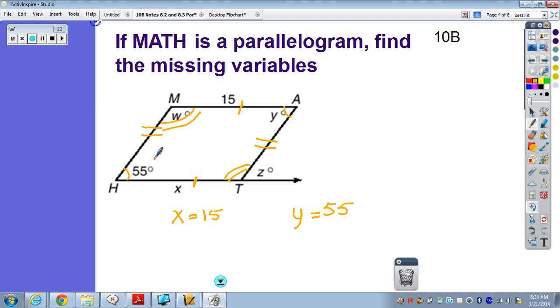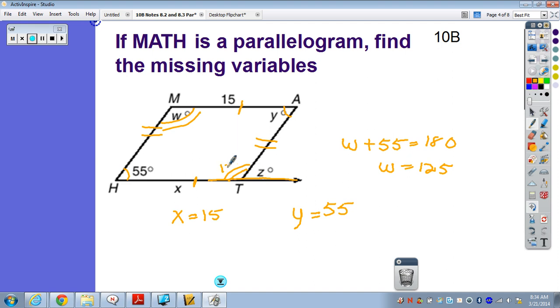To get W, I can use either W and this 55 or W and that 55. We know that they have to add up to 180 because they're consecutive. So W is 125. Now the hardest one is Z. So to find Z, we know that it makes a straight angle with ATH. So we know these two angles add up to 180. So I have to find this angle.